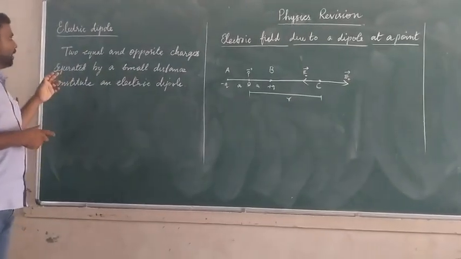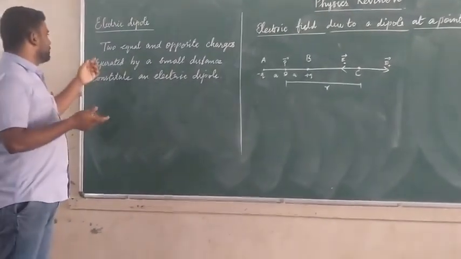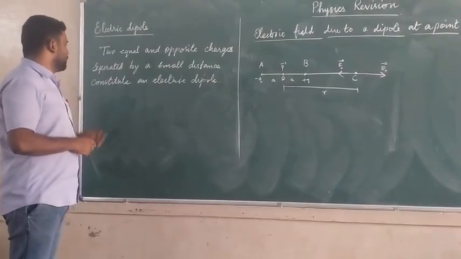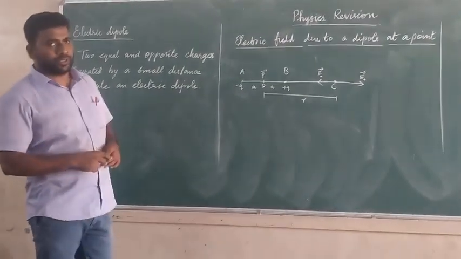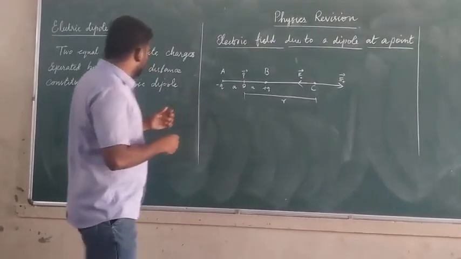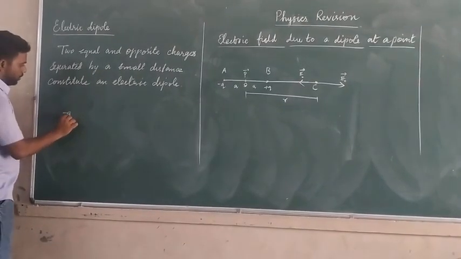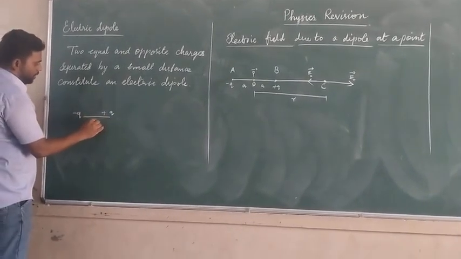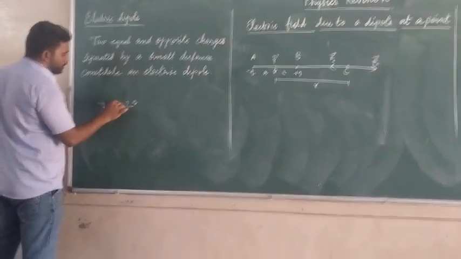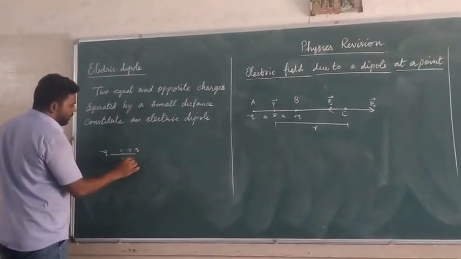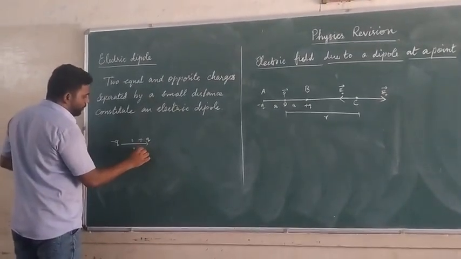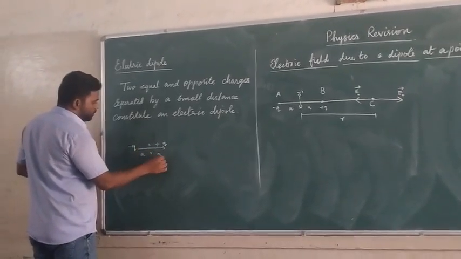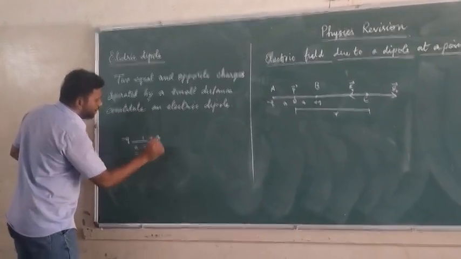A dipole, in the sense that if you take two equal and opposite charges separated by a small distance, constitute an electric dipole. So if we have two charges, minus q and plus q, with a distance of r, it will produce a dipole. The distance from the midpoint of the dipole to one end is a. This is a. Totally we have a 2a distance.